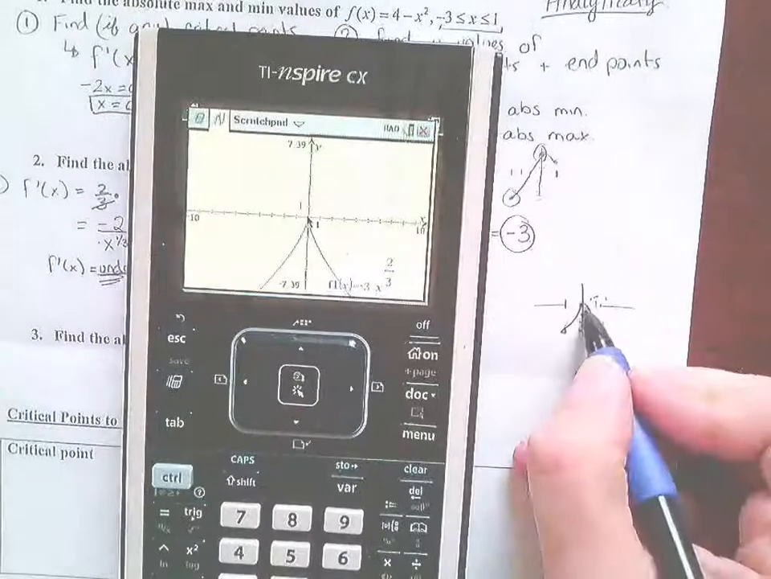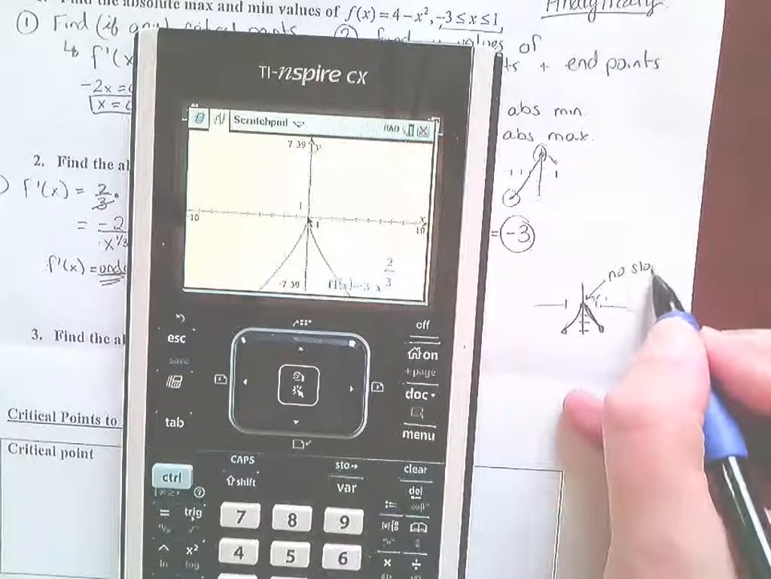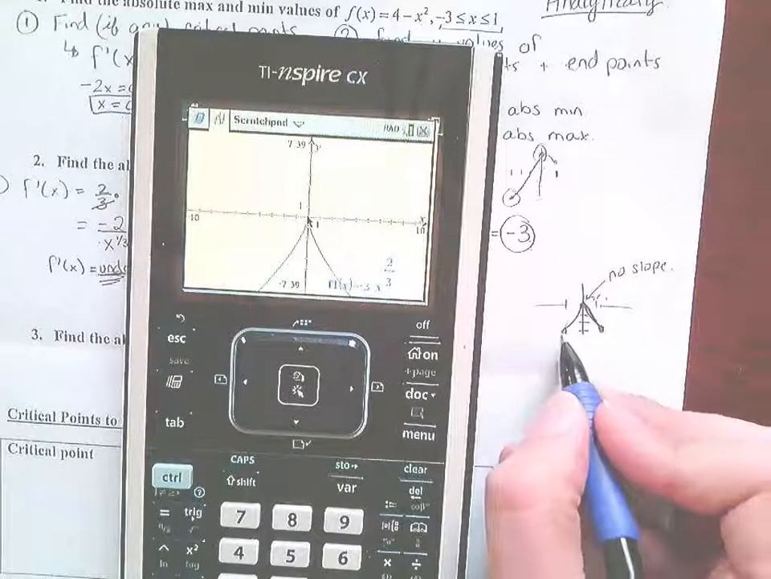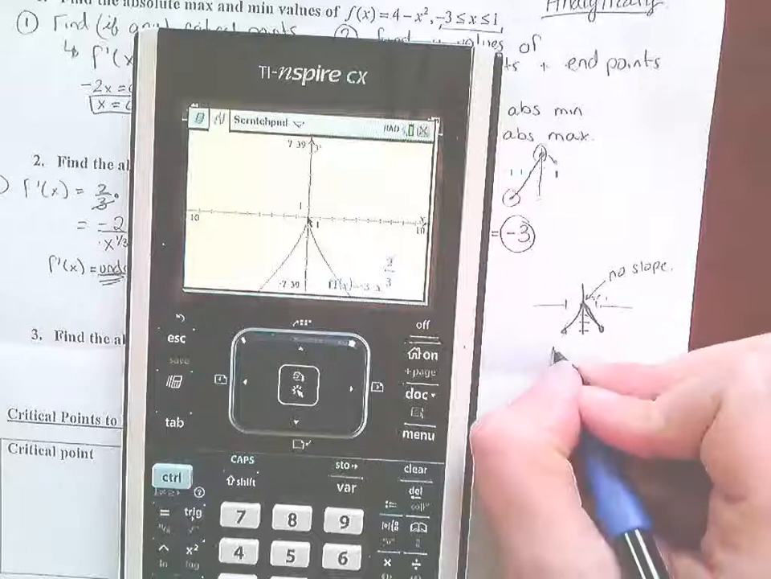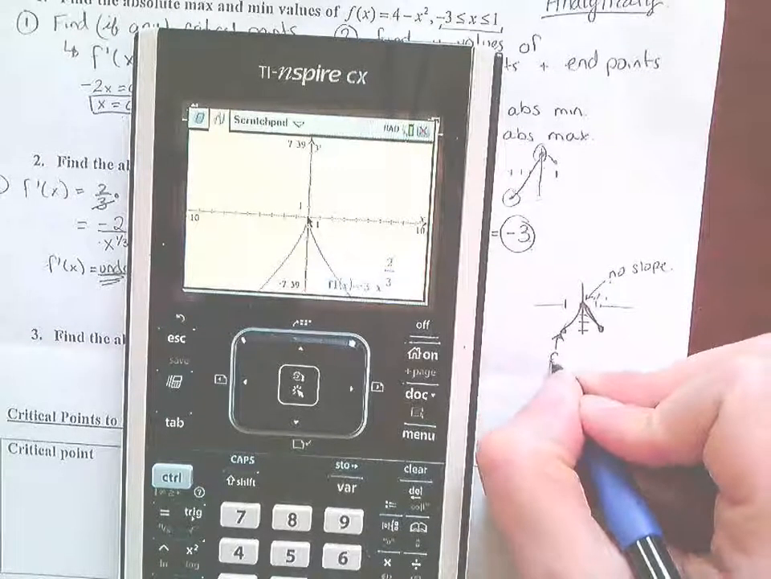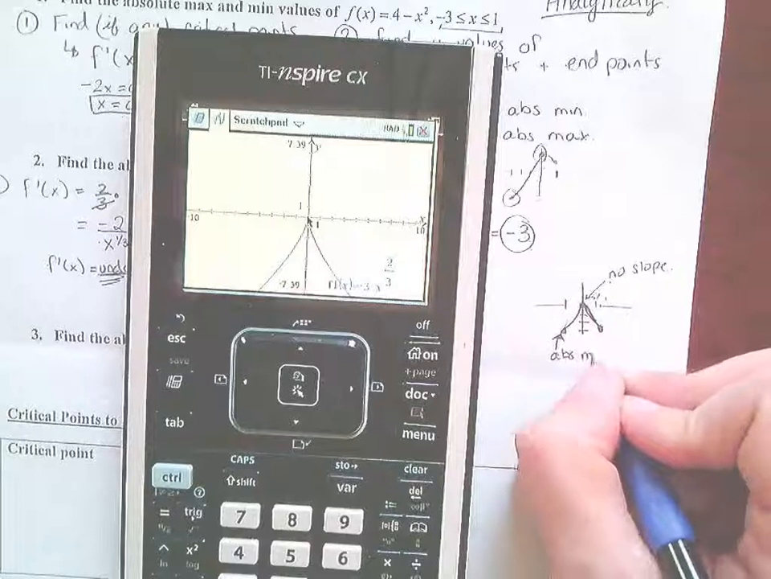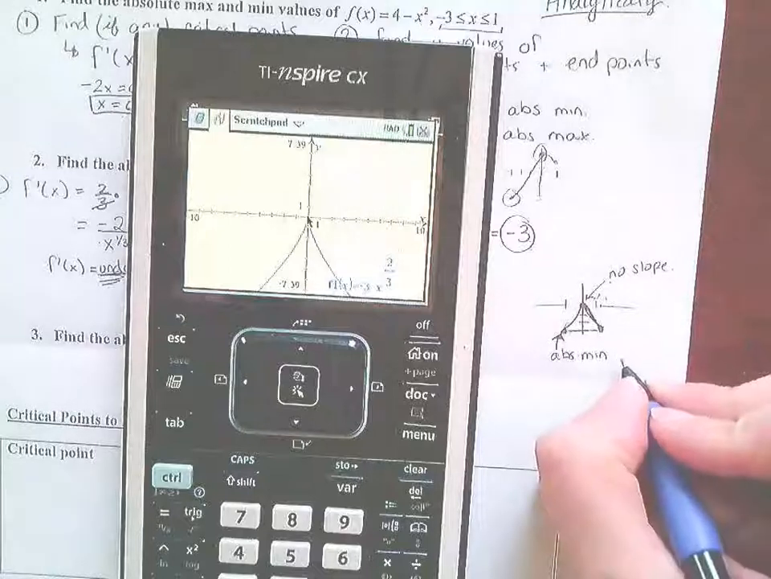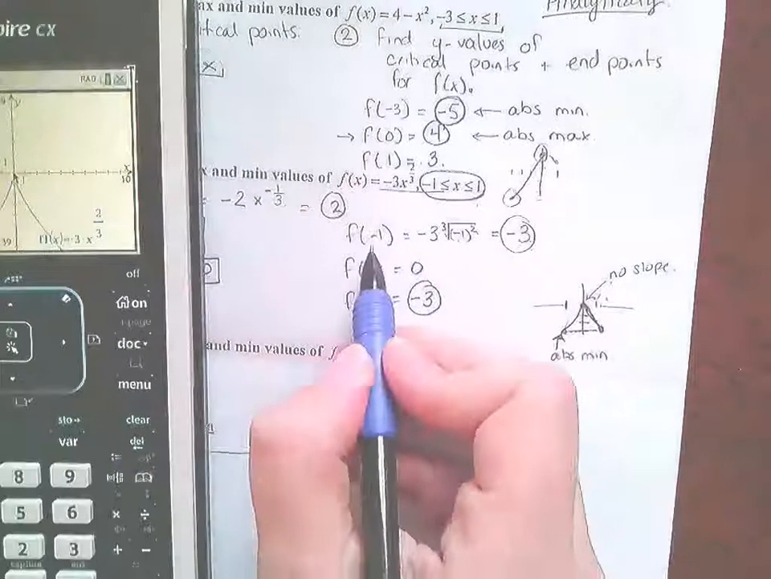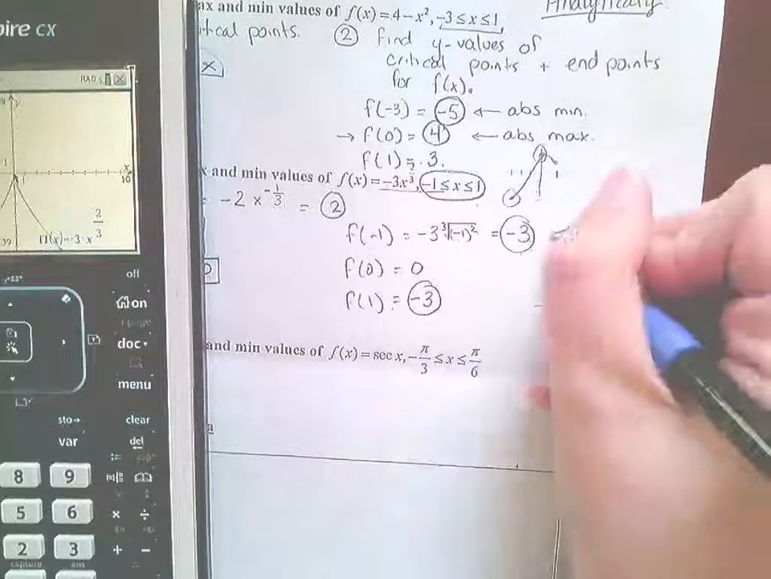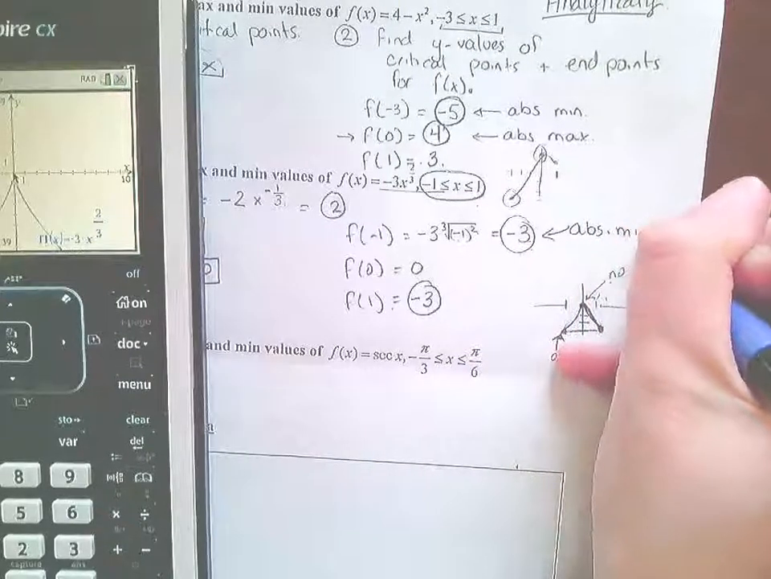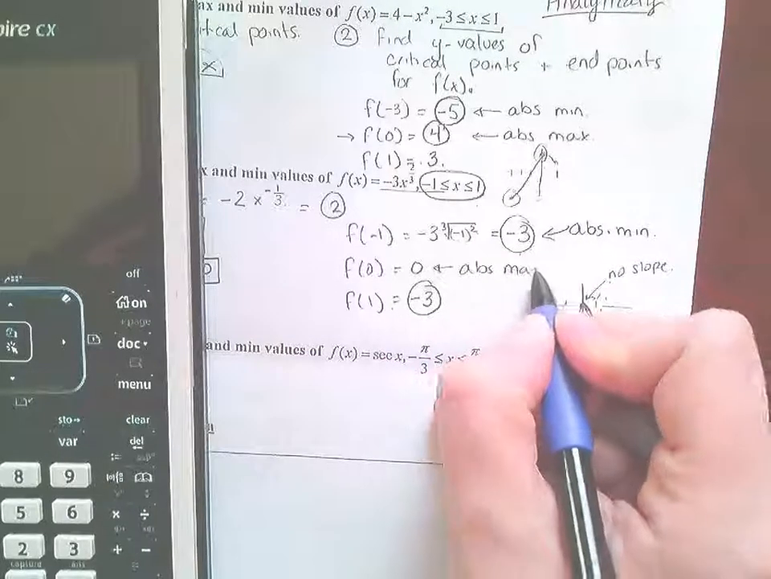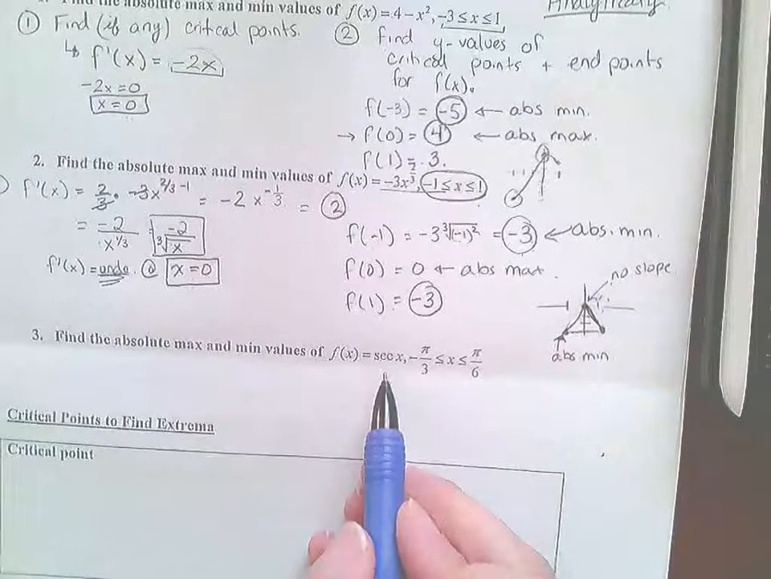When it's 0, it's undefined. There's no slope. And then these are my endpoints, and they're both equal to the same value. So what this means is that this right here is going to be my absolute min. And remember, we only care about the y value when we're talking about an absolute min. So my absolute min is at -3. And my absolute max is at the highest. It's at 0.